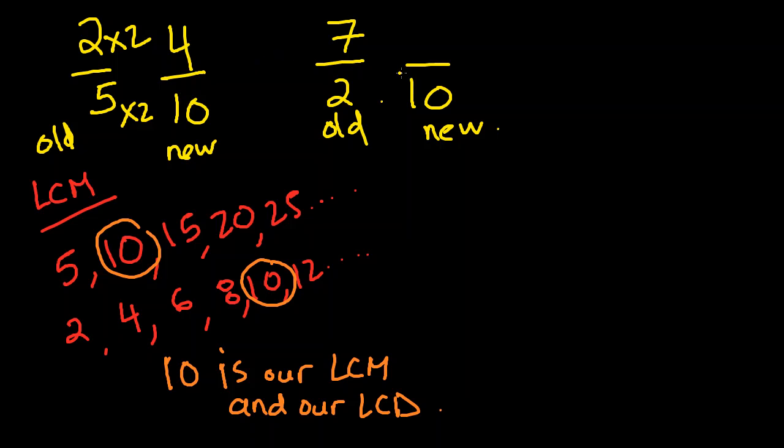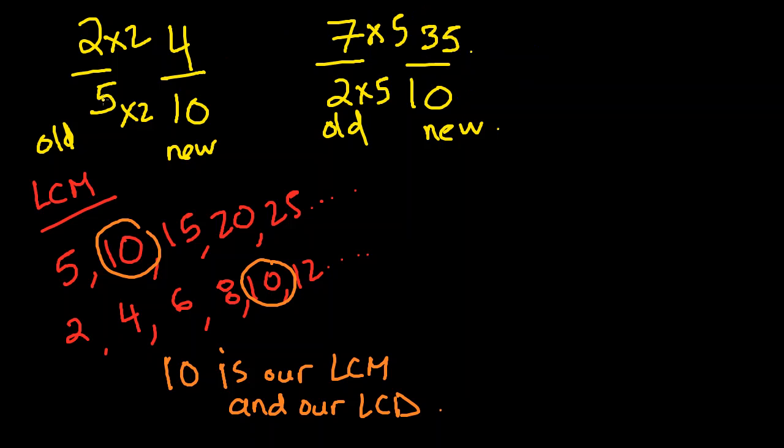Moving on to this one, we have 7 over 2. What do we have to do to 2 to get 10? We have to multiply by 5, right? So we have to multiply the 7 by 5 as well. 7 times 5 is 35. So 35 over 10 is our new fraction.